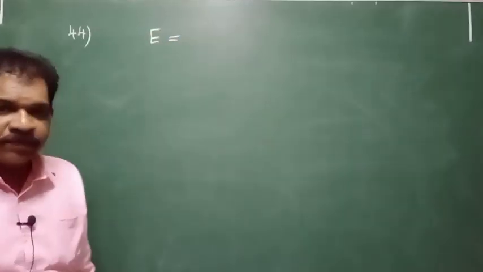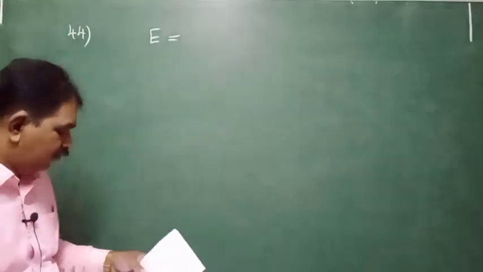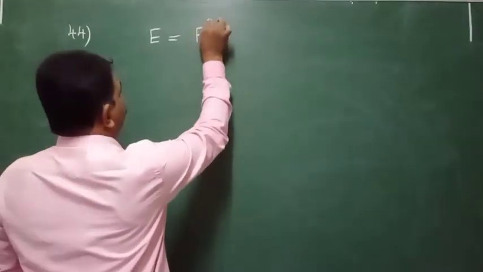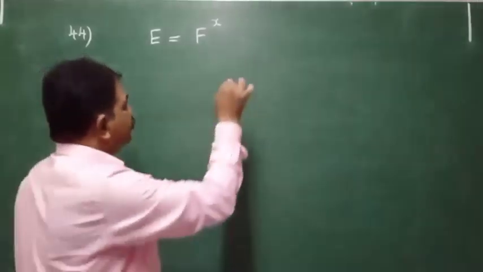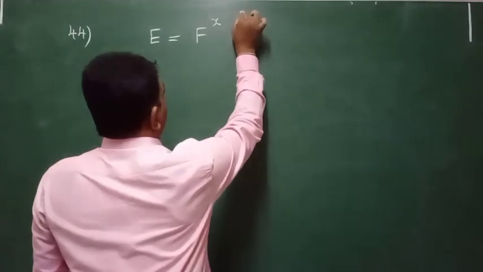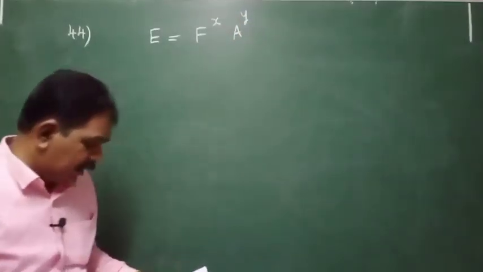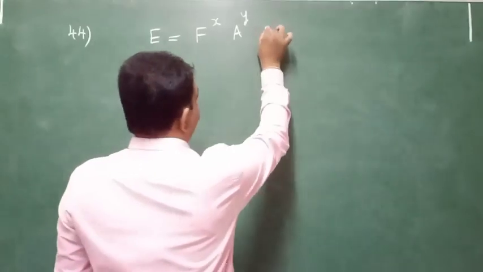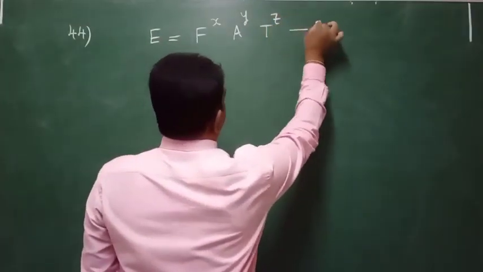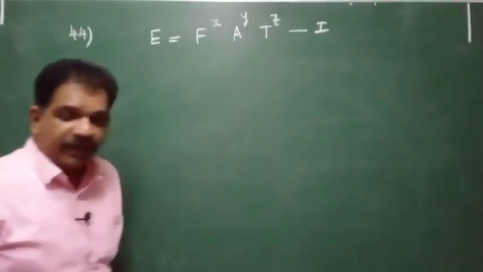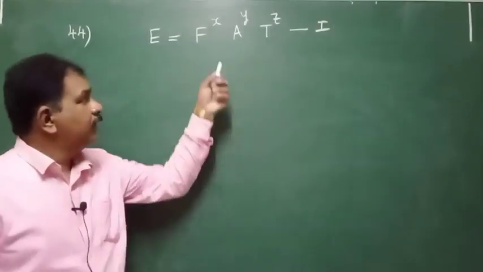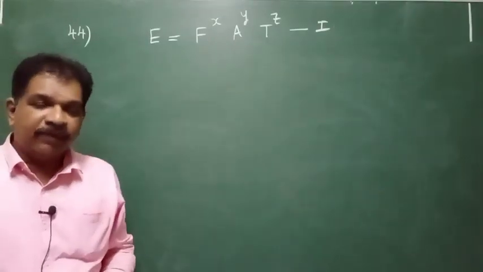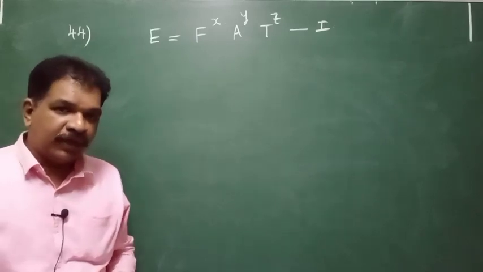Energy you express in terms of force. So F power x. Clear? Next, acceleration. So A power y. Next, another one will be T power z. Like this we have to consider. E is equal to F power x, A power y, T power z. Like that we have to take.